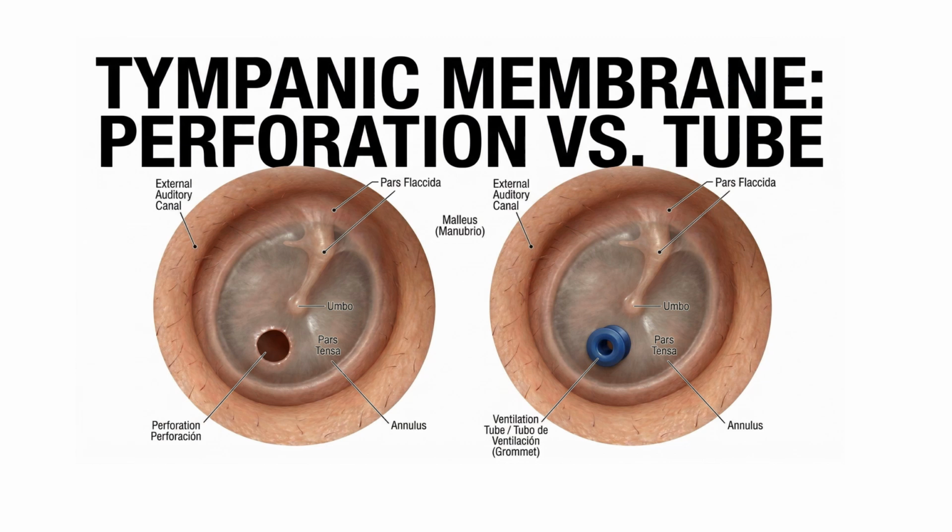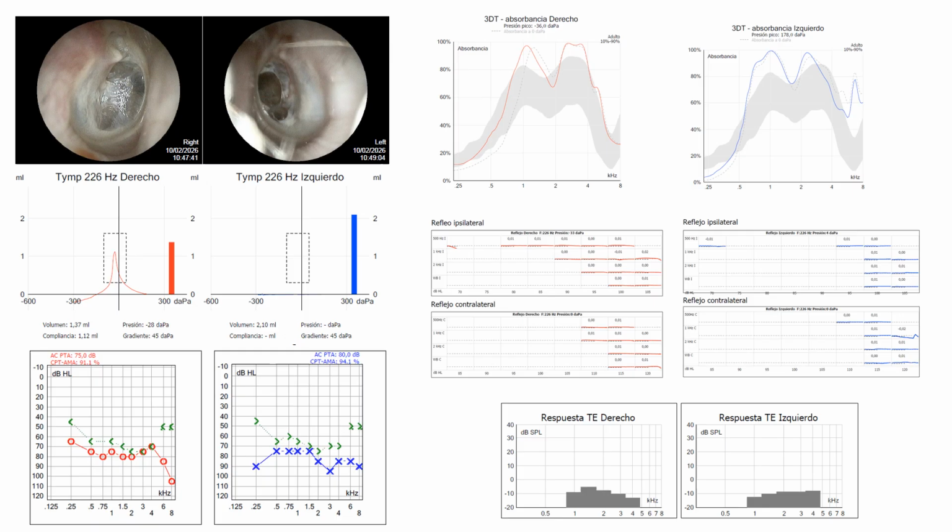Let's start with the first condition, tympanic membrane perforation. In this case, we see 2 tympanic membrane perforations. In the right ear, the perforation is central and epidermized. The left ear has an anterior perforation.